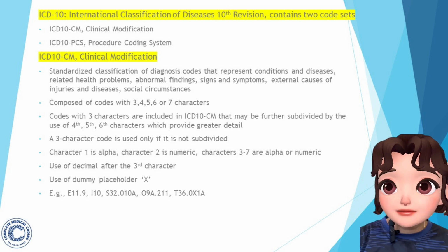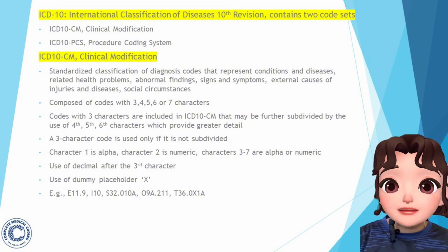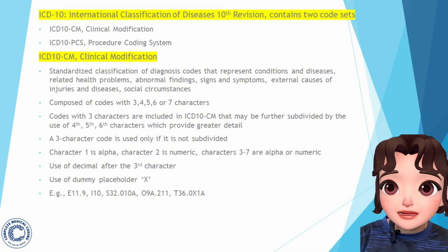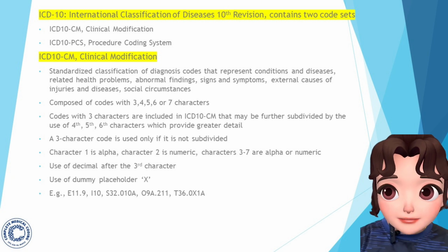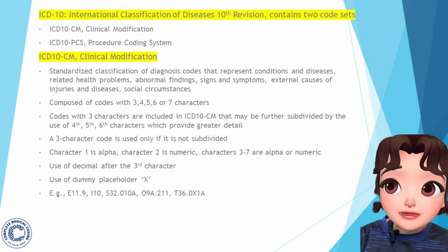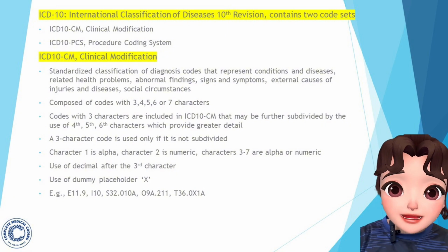E11.9. The decimal always comes after the first 3 characters. If it is only 3 characters, see the second example, I10.